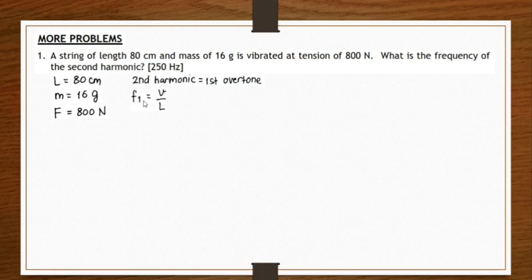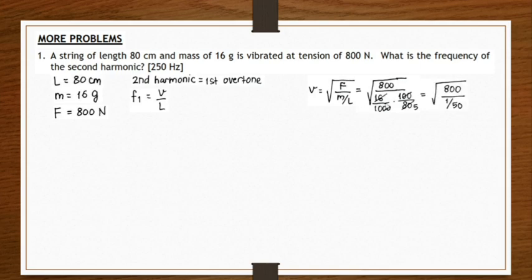So here we need to use this equation F1 equals V over L. So first we have to find the value of the speed of sound. It is equal to the square root of F over mu, which is mass over L. And remember that mass should be in kilogram and L should be in meter. And we use F in Newton, so that we have V, which will be equal to 800 over 1 over 50. Then it is equal to the square root of 40,000 equals 200 meter per second.